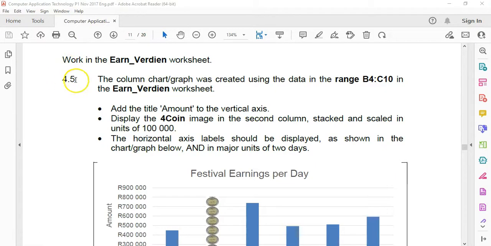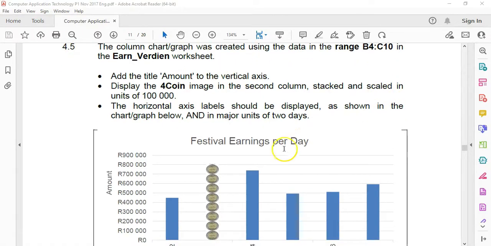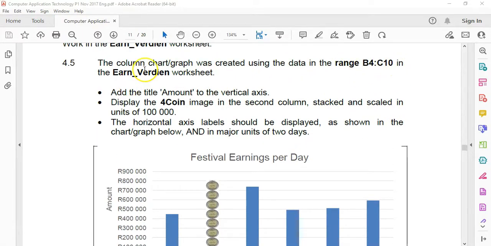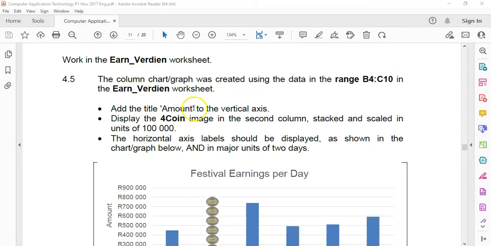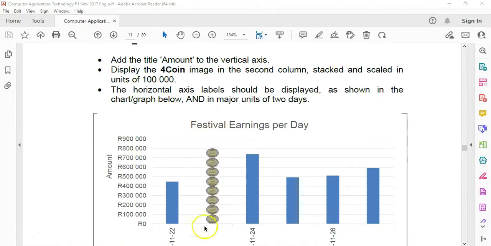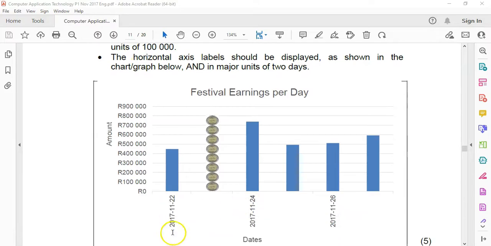Okay, last question, 4.5. We're dealing with charts. They say a chart has been created for us. There we go. They've got a chart. They're giving me the range, and it's in the other worksheet. We must add a title to the vertical axis. So we want to add amount. We want to use coins to display in the second column, and horizontal axis labels. So those labels should be displayed like that, and in major units of 2 days. So every second day must be displayed.